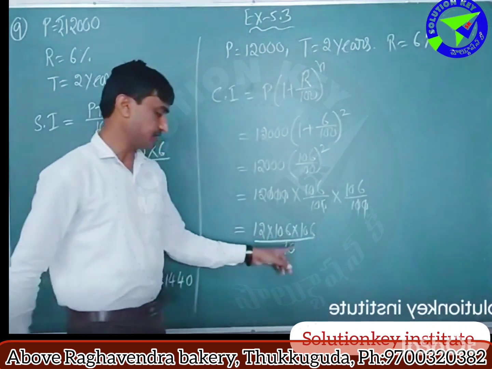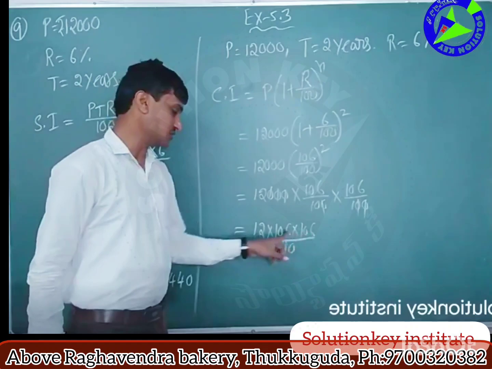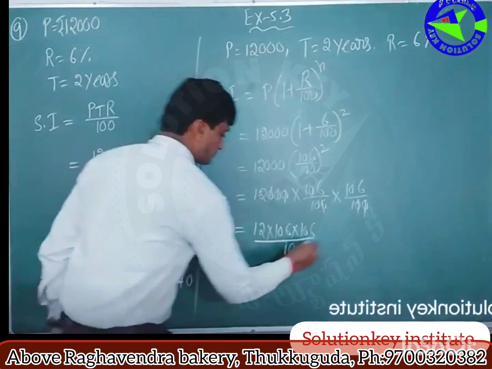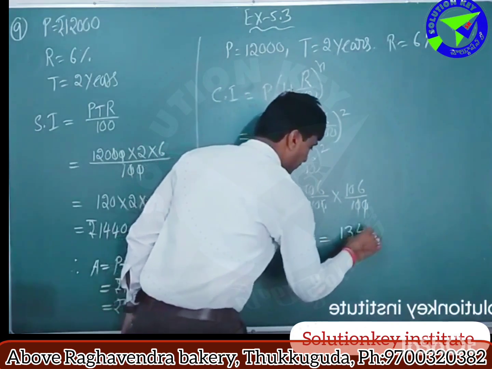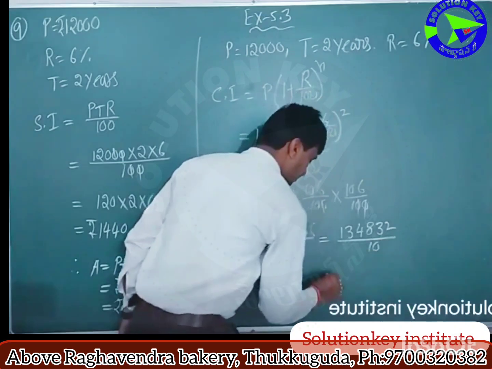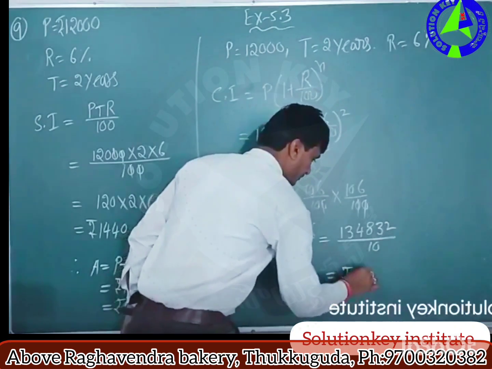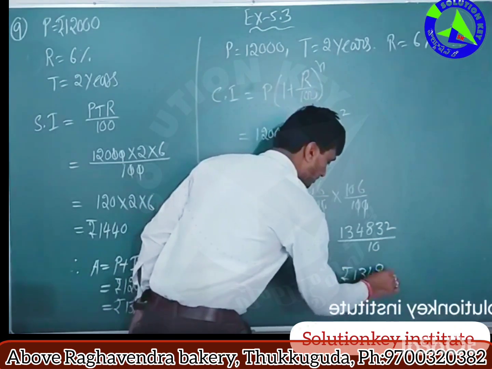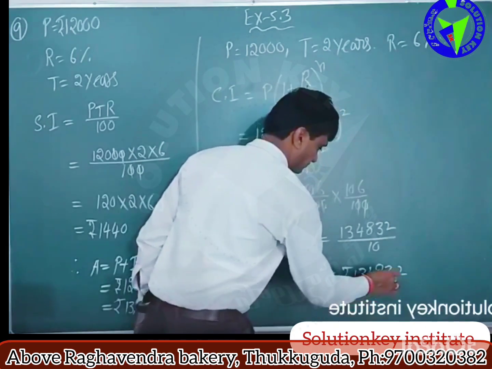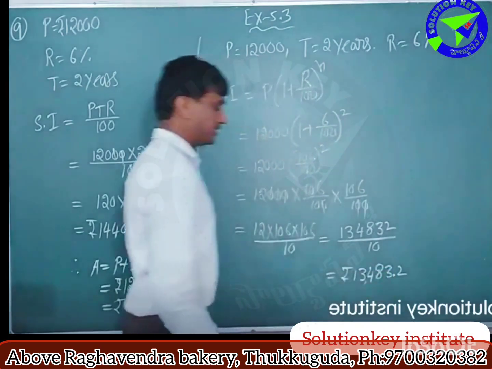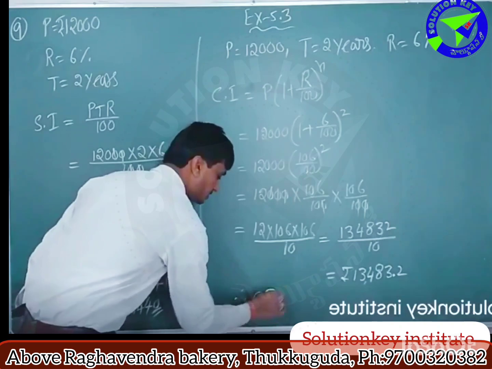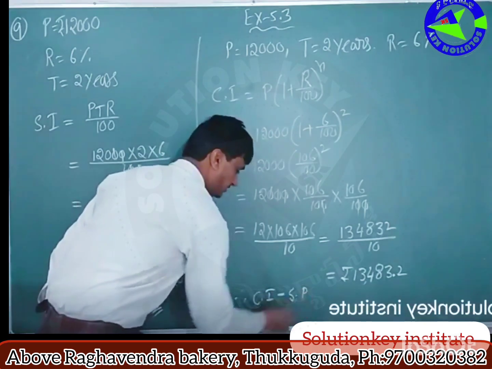Simplify that and in points multiply this 106 into 106 into 12. Multiply and say the answer first. 134832 by 10. So point is there. So 13,483 rupees. What is the difference now? Compound interest minus simple interest.